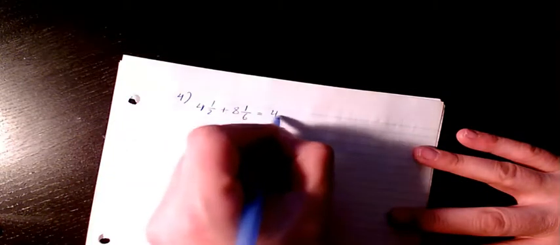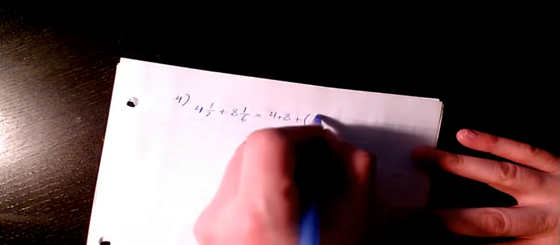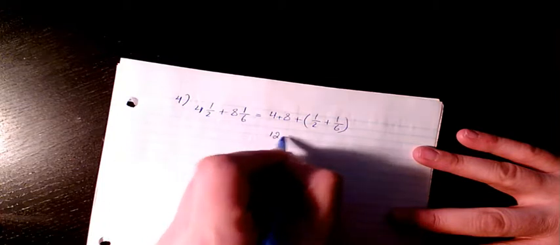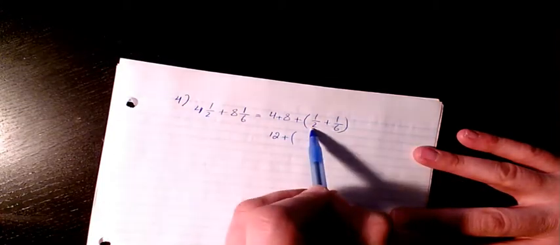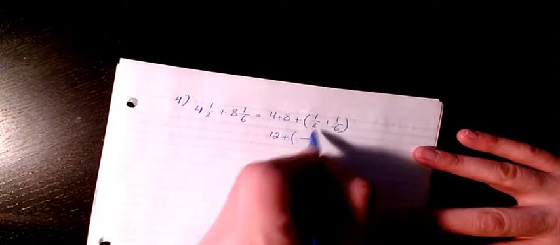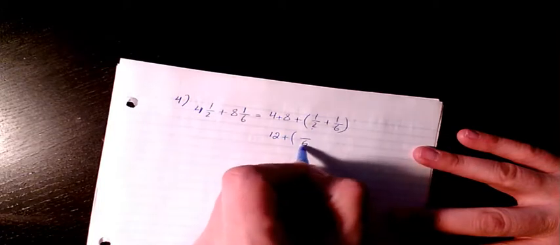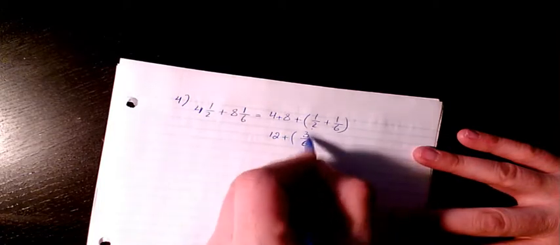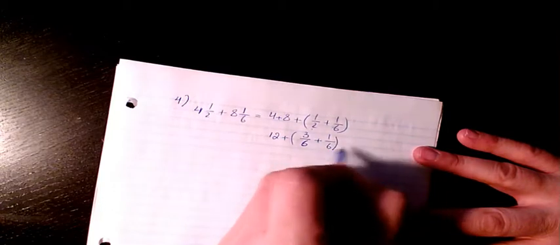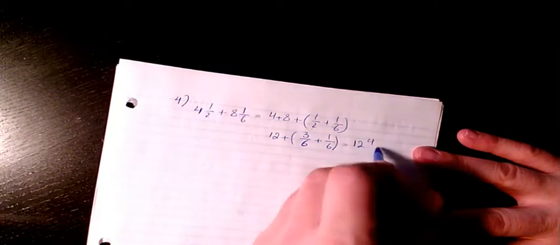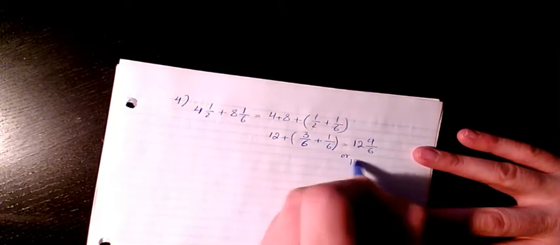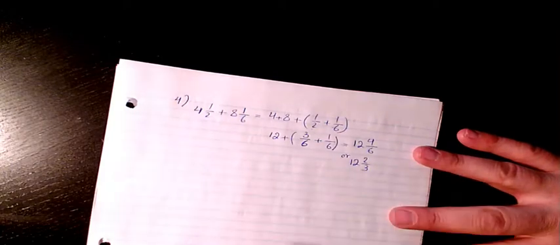So we have 4 plus 8 plus 1 over 2 plus 1 over 6. So it will be 12. This one I need to do the common denominator. So 2 I need to multiply by 3. So it's going to be 6. 3 over 6 plus 1 over 6. It will be 12 4 over 6, or 12 2/3 if I reduce it.